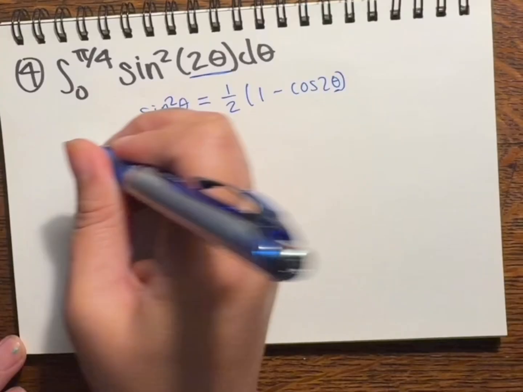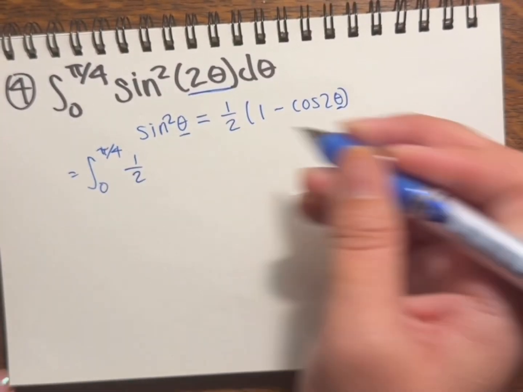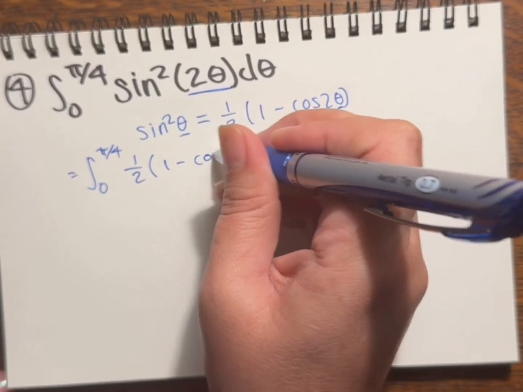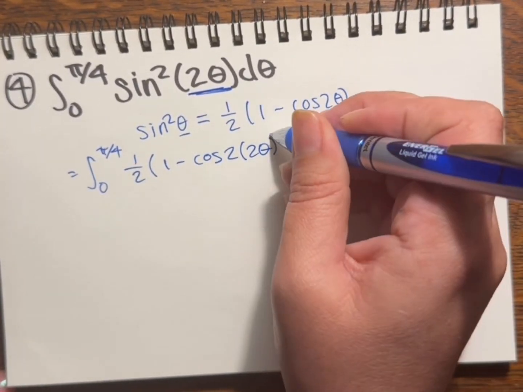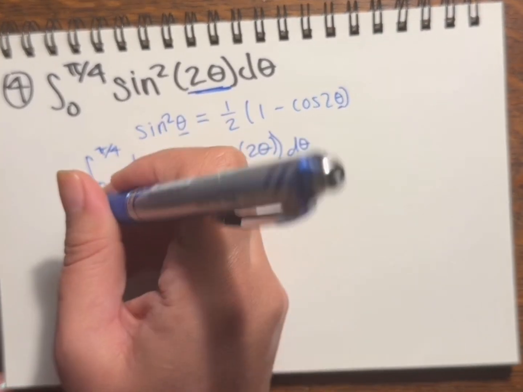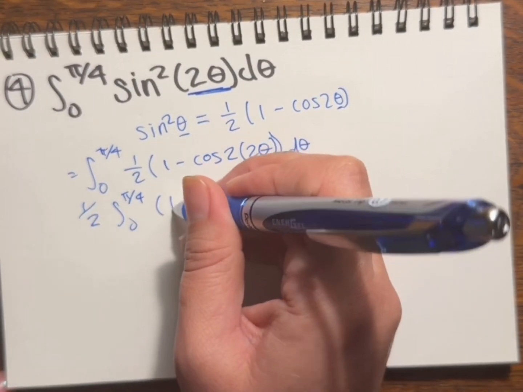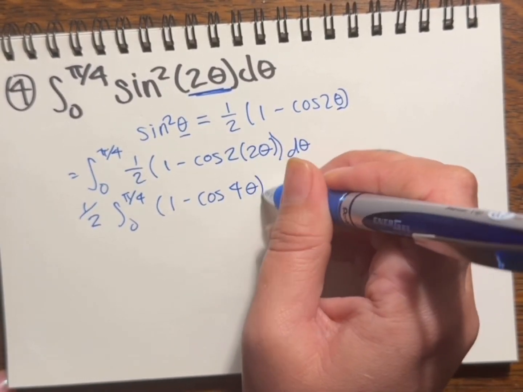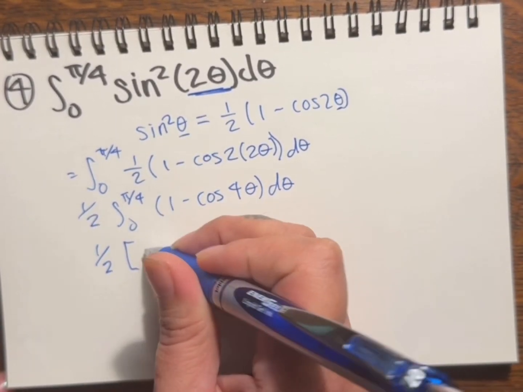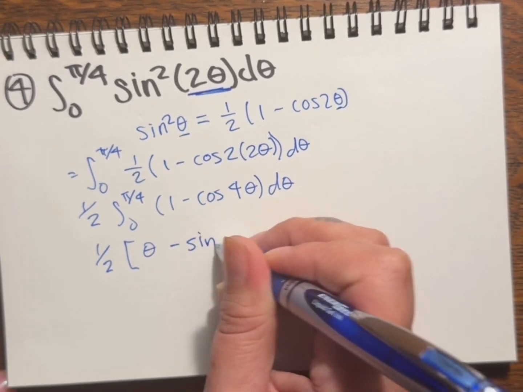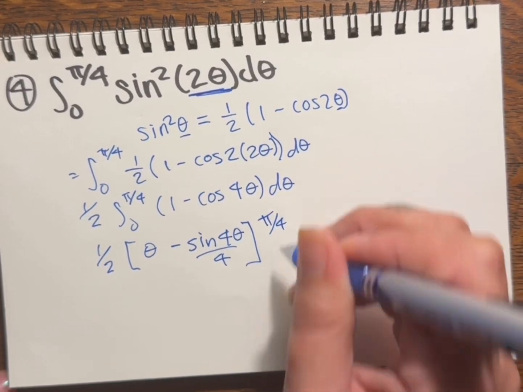So this is going to be equal to, and I'm integrating from 0 to pi over 4, 1/2 times 1 minus cosine 2 theta. Here it's 2 theta, d theta, right? I'm going to bring the 1/2 to the front. And I'm left with this, cosine 4 theta, d theta. And now I'm just going to integrate. So this is going to be theta minus sine 4 theta over 4. And we're integrating between 0 and pi over 4.